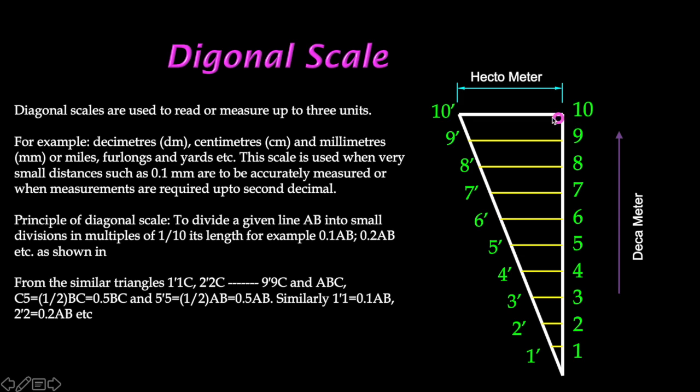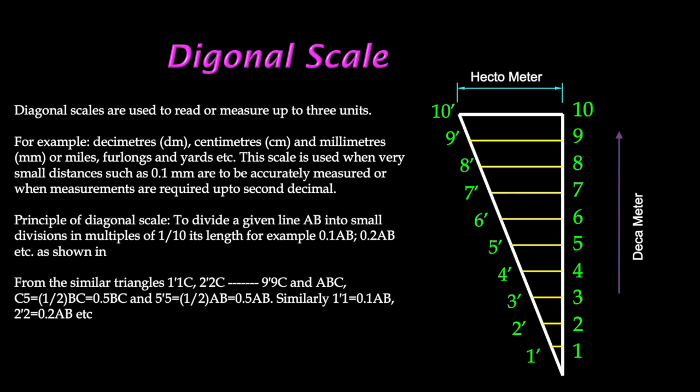Now the length of 10 dashed lines is 1 hectometer, and 1 dashed is 1/10 of a hectometer, so it is the decameter. So without vertically dividing this line, we are having a distance of 1/10 of this line. So this is the key feature of a diagonal scale.